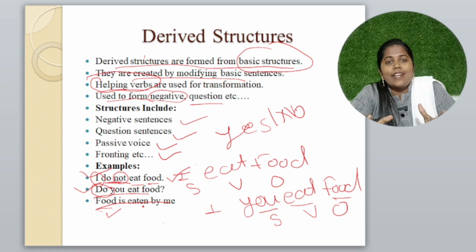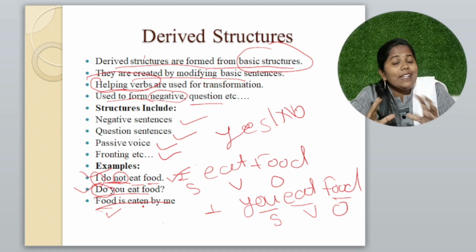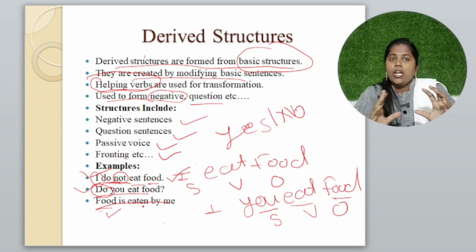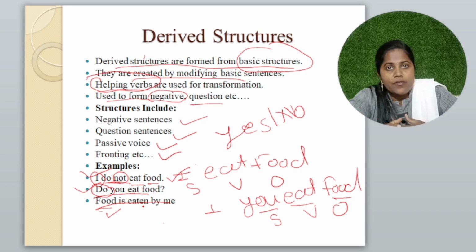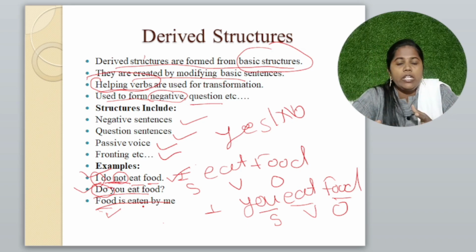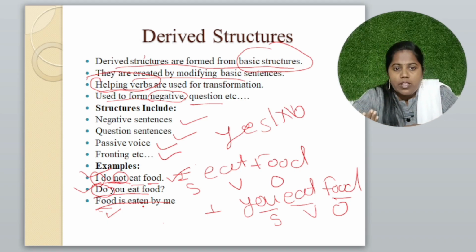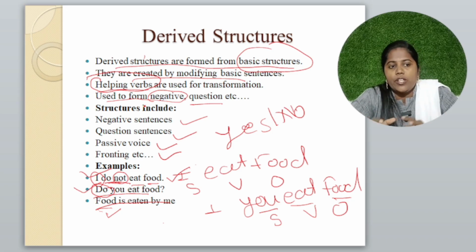But just try to understand what the difference is between basic structure and derived structure. Here you can get a clear difference of what is meant by basic structure and what is meant by derived structure. Basic structures are in just the basic format, that is subject, verb and object. But in derived structure, we are going to apply some transformation rules like not, or even yes-no type question or WH question. So we form some sentences by applying some transformation rules, and then we get derived structures. This is the basic difference between basic structures and derived structures.